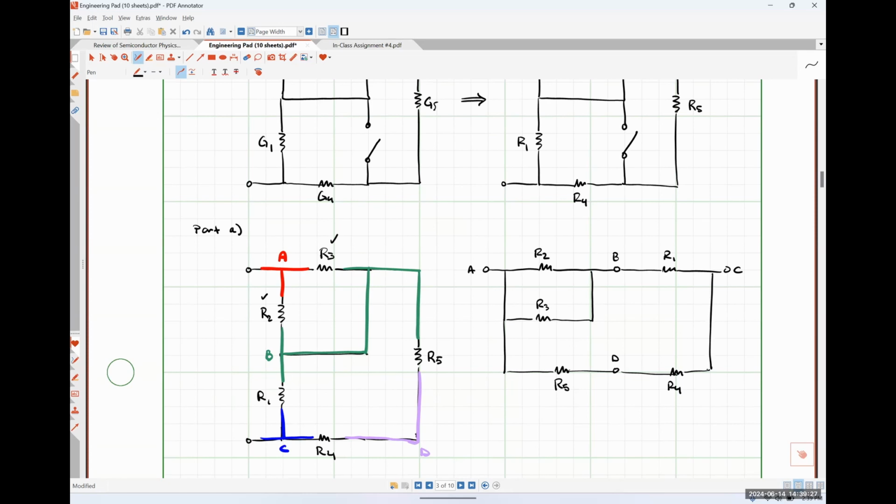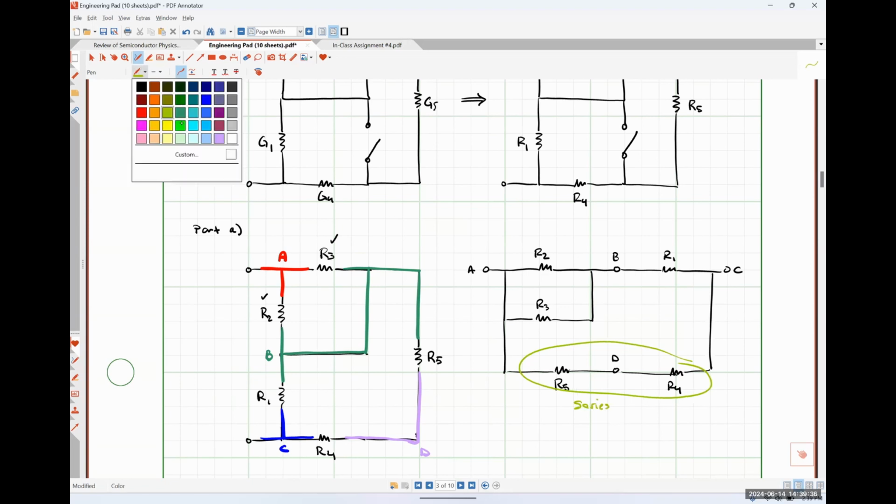And so hopefully then I could very easily see that these two resistors are in series. These two resistors are in parallel, and it's just going to be this bottom thing that I circled in green in parallel with the top path. And you could do something very similar for the other two parts of the problem.